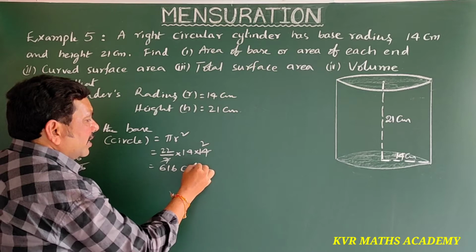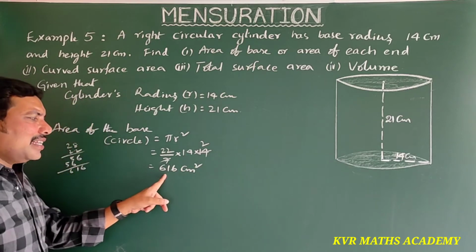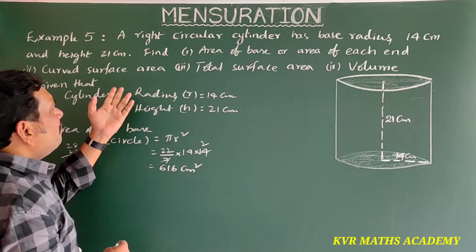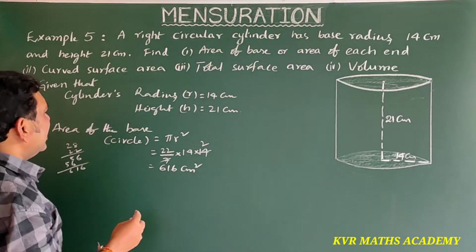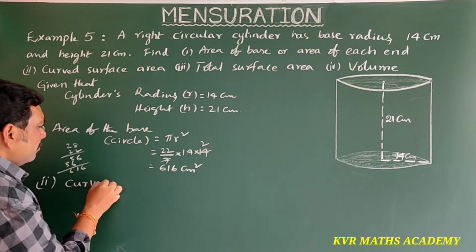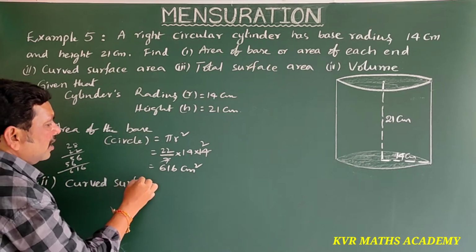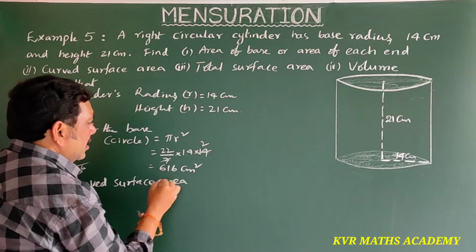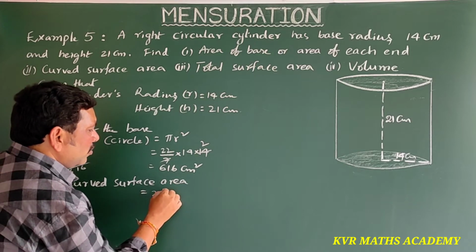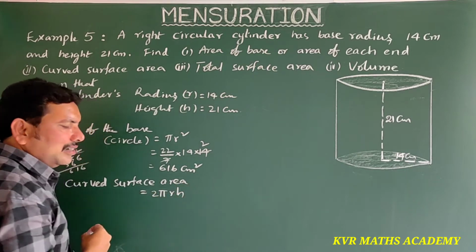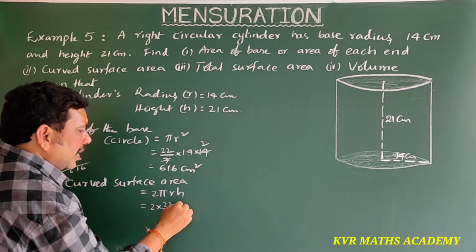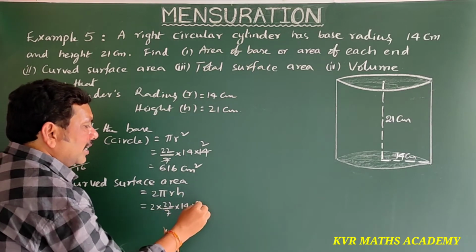616 centimeter square. So the area of the base is 616 centimeter square. Now find the second one, CSA, curved surface area. What is the formula? Yes, 2 pi r h. That is 2 into 22 by 7 into radius 14 into height, how much?